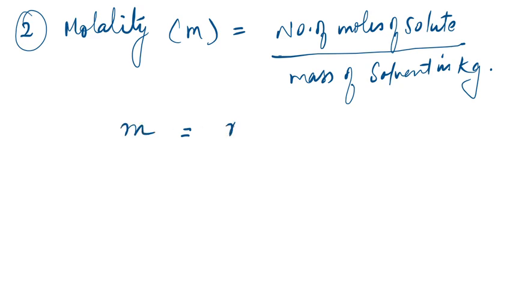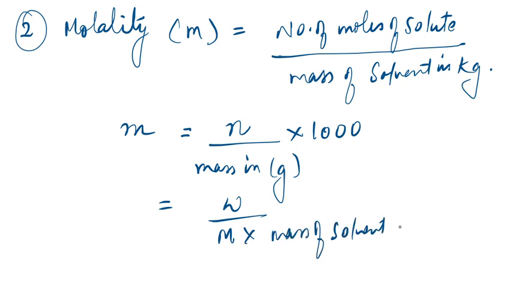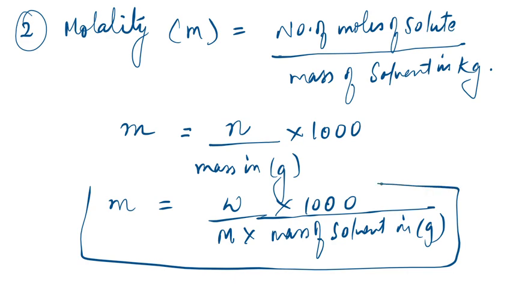So molality is equal to n upon mass of solvent. Number of moles is n, and if mass is given in gram, no problem, take 1000 up, then you can calculate molality in this manner also. Again, n is equal to W upon M, as we already know: given mass of solute divided by molar mass of solute, into mass of solvent in gram. So we don't require the mass of solution, we require the mass of solvent in gram. Multiply by 1000. So molality can be calculated in this manner.